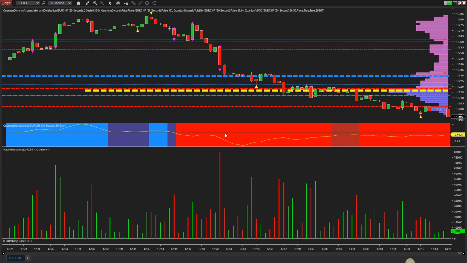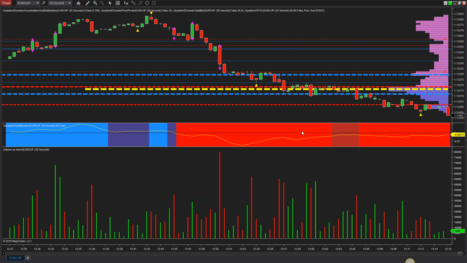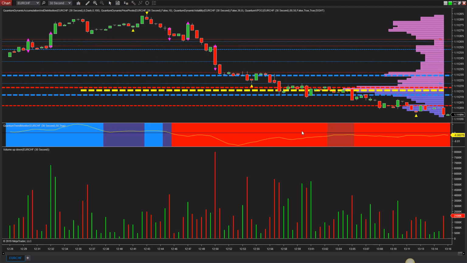The trend monitor here, what's nice about it is that the reason we developed the trend monitor was very simply to try to give you confirming signals as to when a trend is running out of steam or when it is actually reversing.